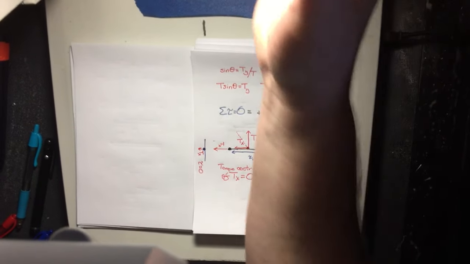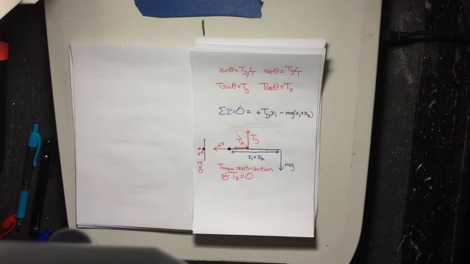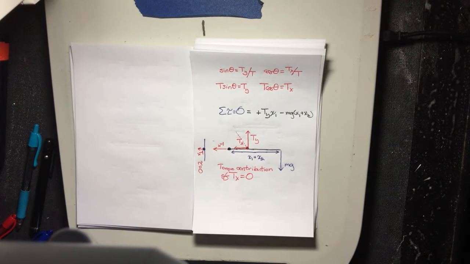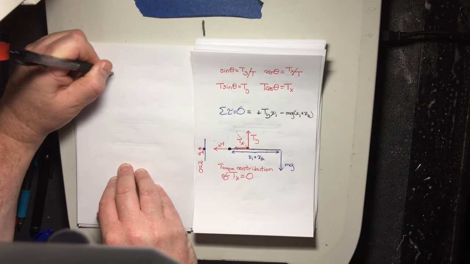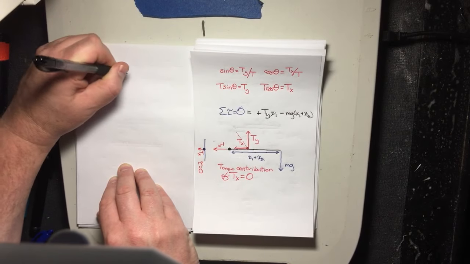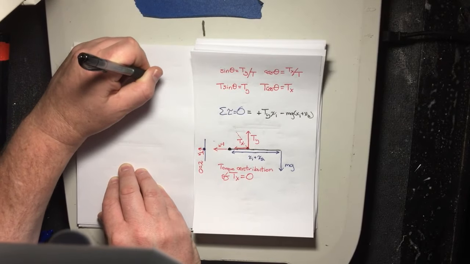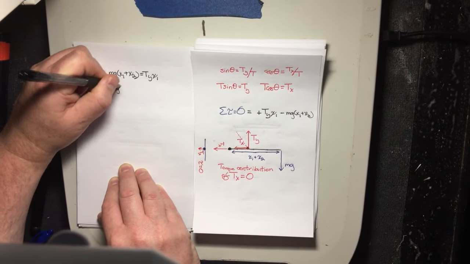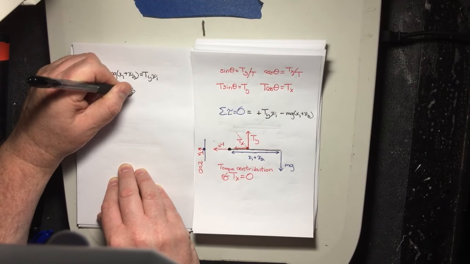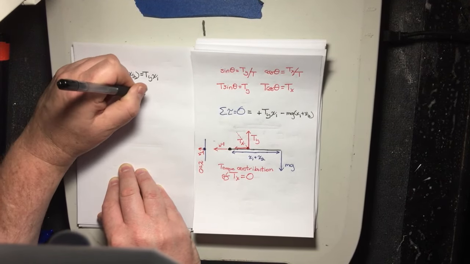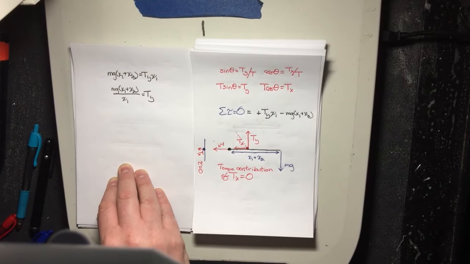So that's how we determine the signs. We know what our mass is. We know what the dimensions are. What can we get from this? What's our only unknown in that equation? Ty. So solve for Ty. And then we'll get it.